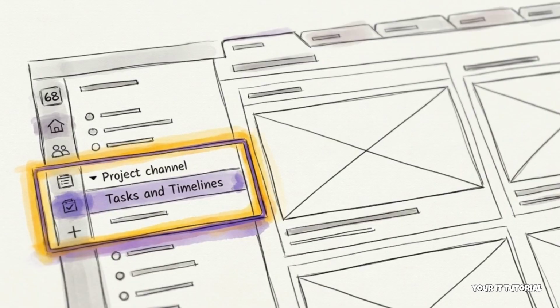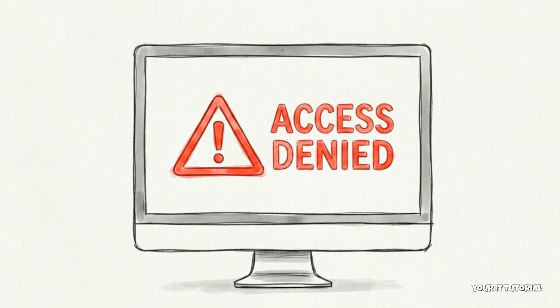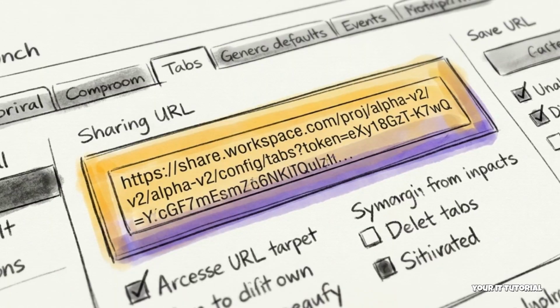The next step is to prepare the user environment by designating a standardized project channel, such as tasks and timelines within Microsoft Teams. The Power BI report is then embedded as a pinned tab at the top of that specific channel. Configuring this tab with a standard web URL often triggers permission errors for team members. Instead, the tab should be configured using a sharing link generated directly within the Power BI service.